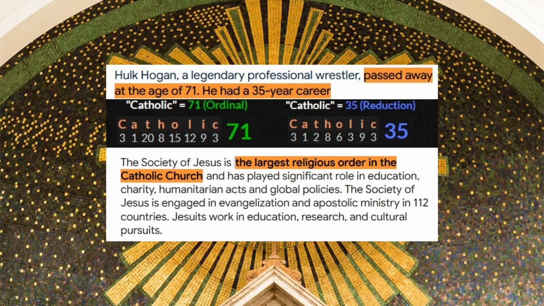This was a tribute to the Society of Jesus, which is the largest religious order in the Catholic Church. When he died at 71, Catholic equals 71 and Catholic equals 35, representing the span of the lengthy career that they let him have. And they cut it off right at the 35-year mark, right? They're like Catholic. These are rituals that's going on right in front of us.